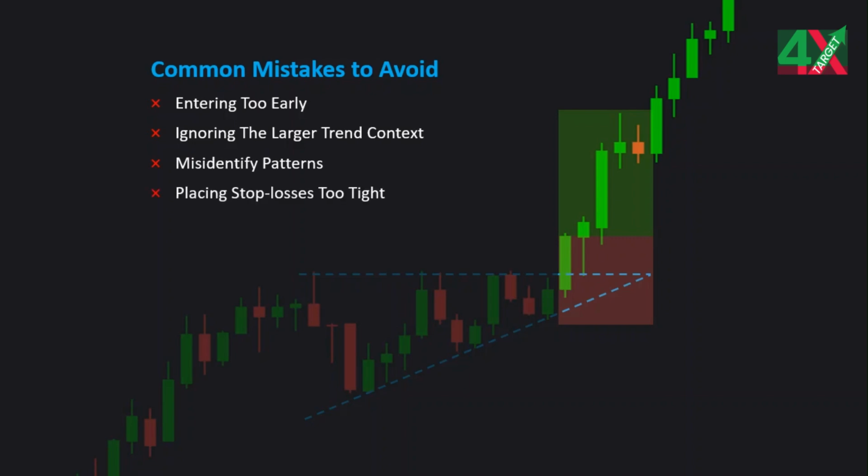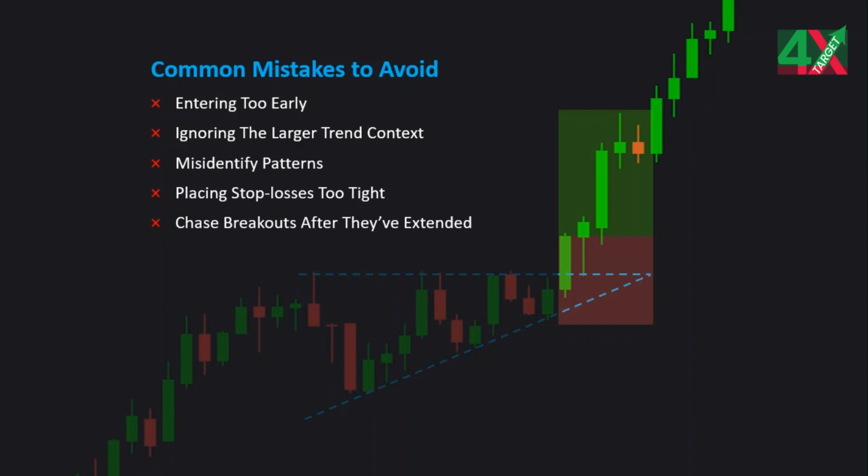Placing stop losses too tight is another issue. A well-placed stop should account for natural market fluctuations within the pattern. Tight stops inside the consolidation range often get hit prematurely, even if the setup later works. Additionally, many traders chase breakouts after they've extended, entering late and getting poor risk to reward. Remember, if the price has already moved significantly beyond the breakout point, the opportunity is likely gone.